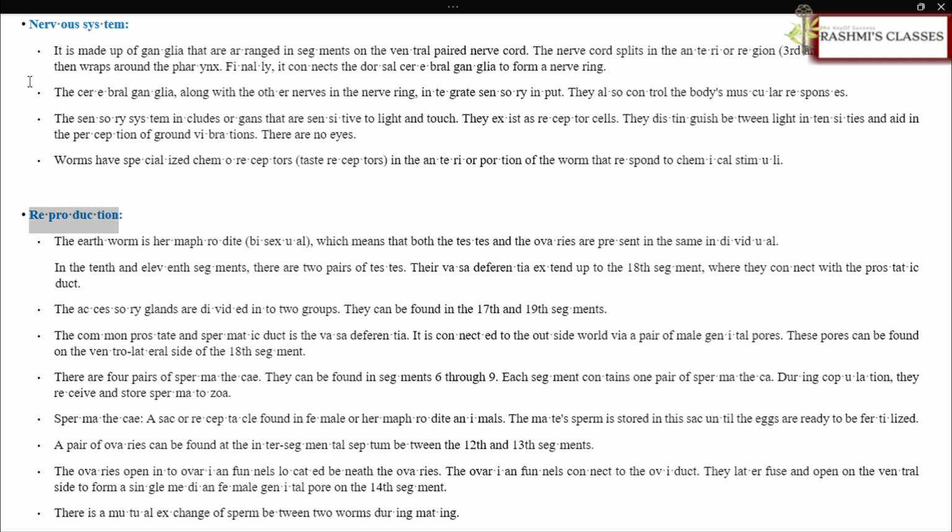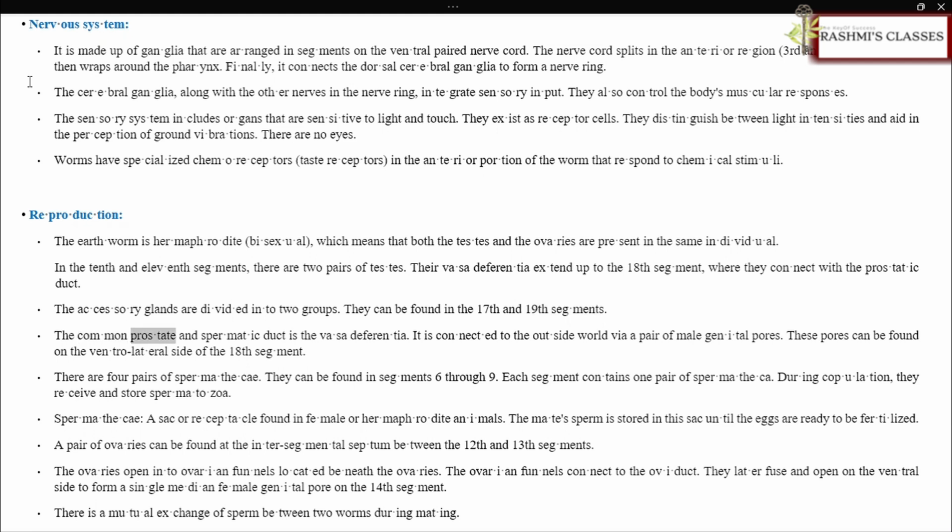Reproduction. The earthworm is hermaphrodite, bisexual, which means that both the testes and the ovaries are present in the same individual. In the 10th and 11th segments, there are two pairs of testes. Their vasa deferentia extend up to the 18th segment, where they connect with the prostatic duct. The accessory glands are divided into two groups. They can be found in the 17th and 19th segments.